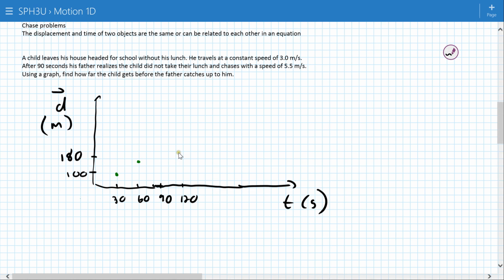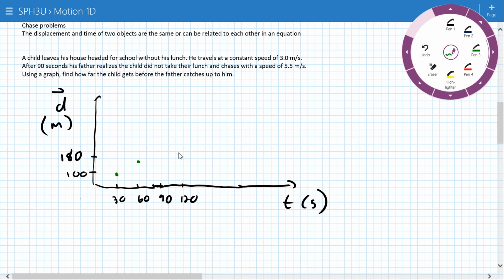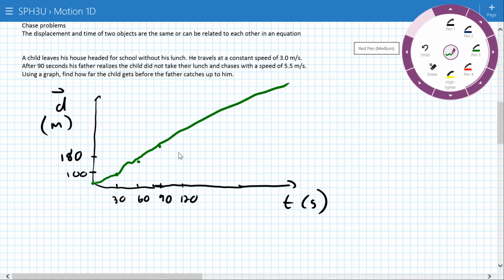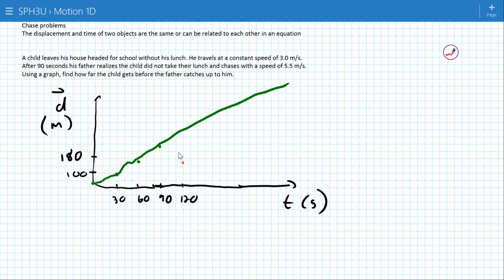I'll just add one more, 270, after the next few seconds. What we can see is that the numbers are getting very large very quickly, and they sort of fly off here. The father, on the other hand, is going to go about 165 meters in 30 seconds. He's going at 5.5 meters per second for about 30 seconds. That works out to 165.